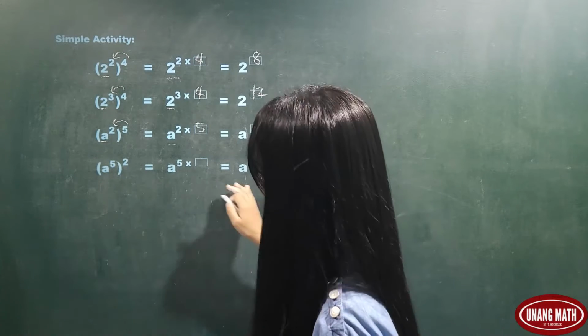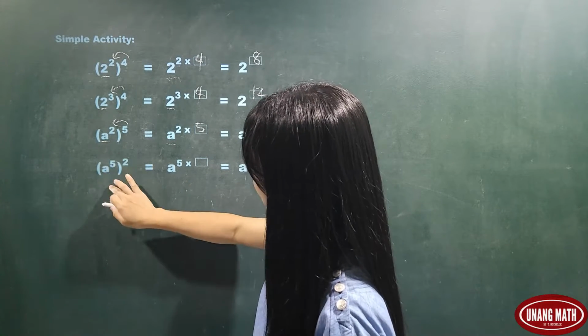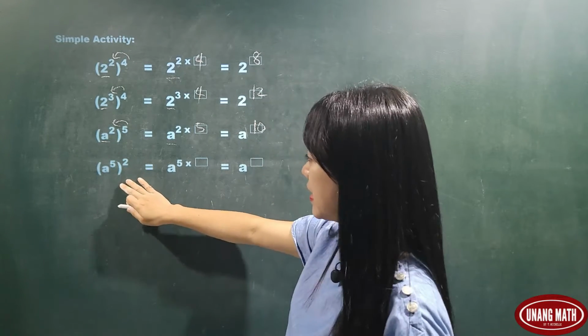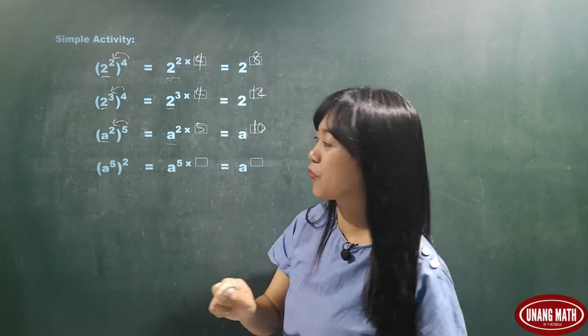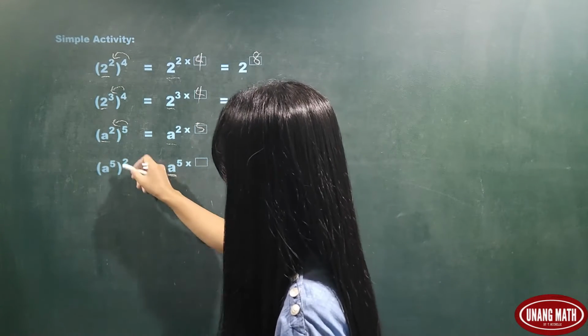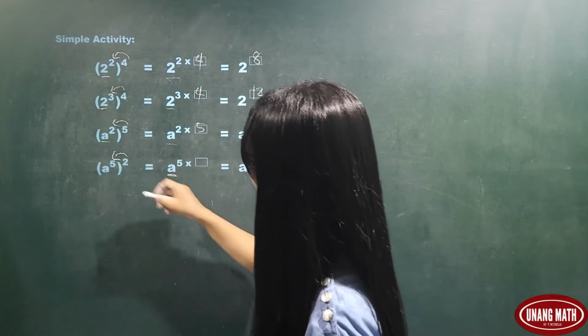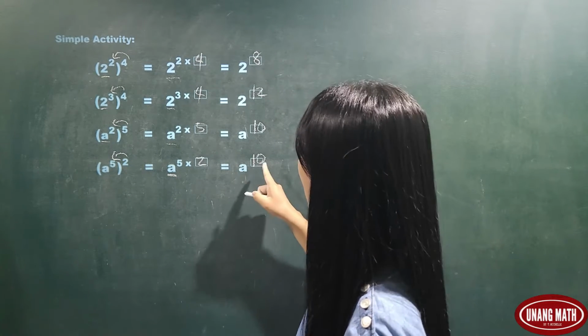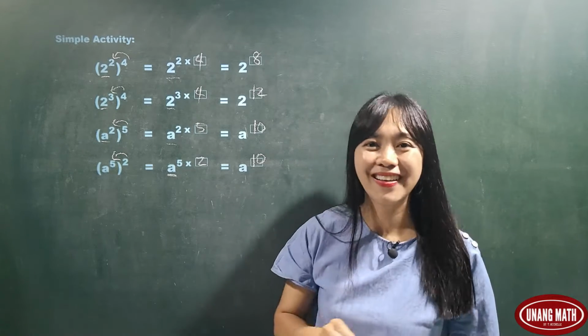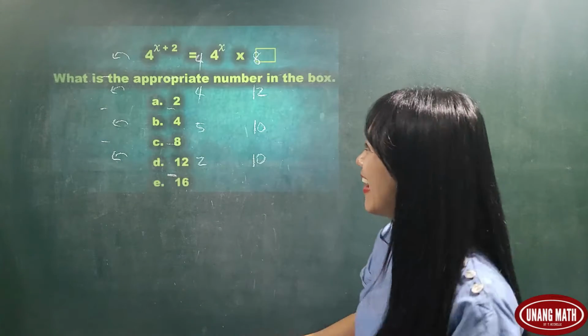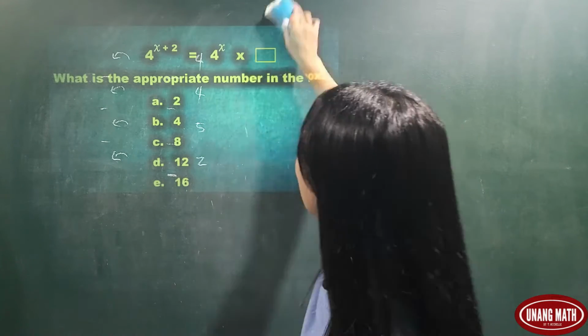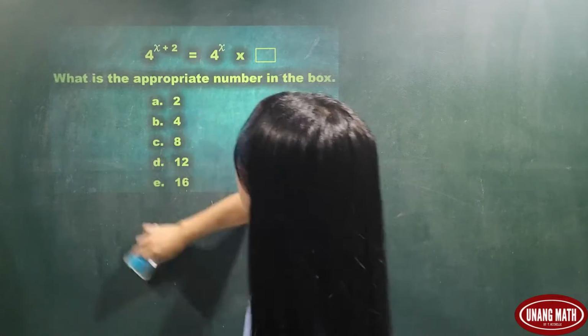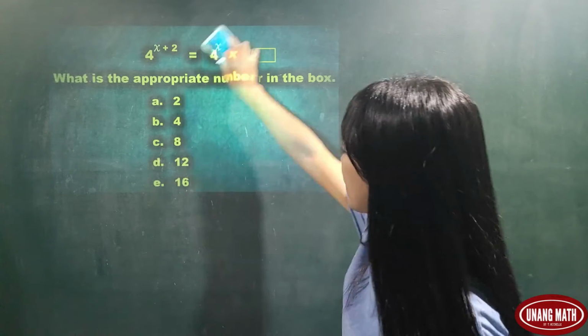Okay, and then the last one, a raised to the power of 5 inside the parenthesis, and it's raised to the power of 2. So copy the base a, then 5 times 2 or 2 times 5, then our exponent is 10. So this is a raised to the power of 10. At this time, we are now ready to answer these problems.